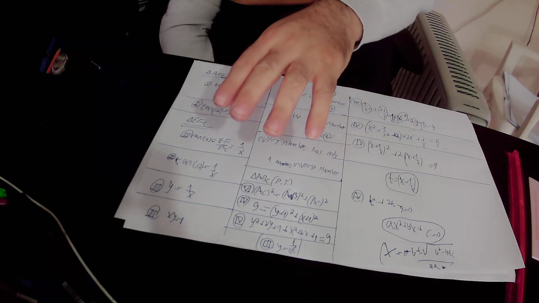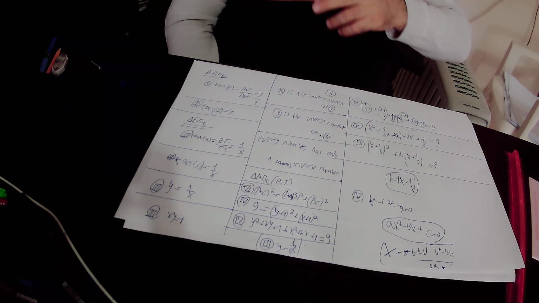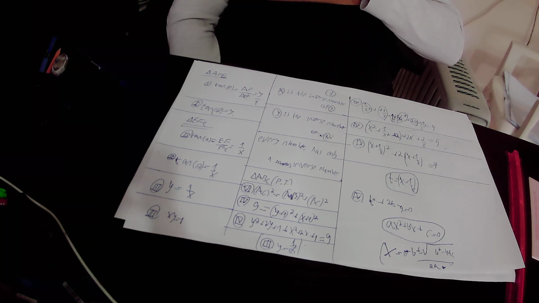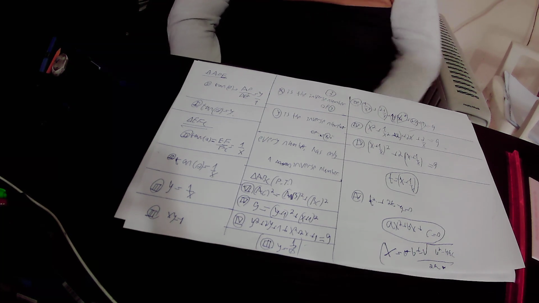What does this equation mean? It means that X is the inverse number of Y, and Y is the inverse number of X. And we also have a rule that every number has only one inverse number.